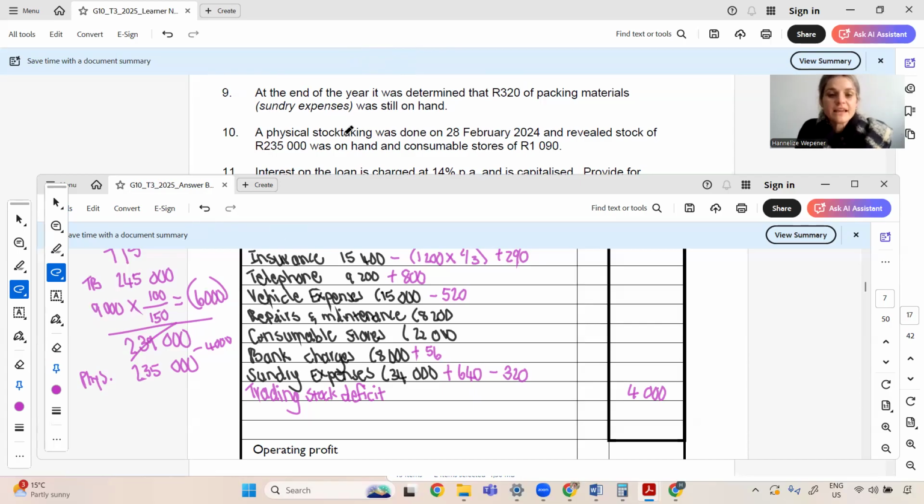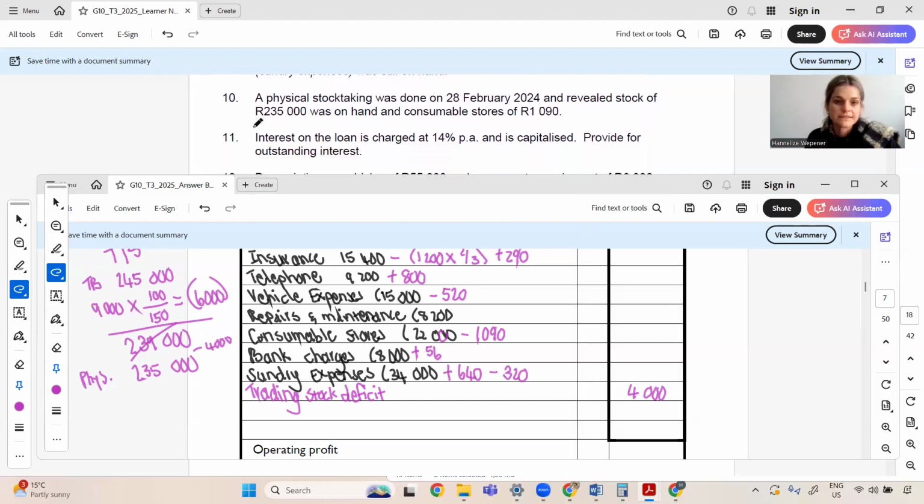Okay. And then you didn't only have that, you also had some consumable stores. So you spent 22,000 Rand on consumable stores during the current financial year, but of that 22,000 Rand, you haven't yet used 1,090 Rand. So you need to remove it from your expense and include it under your inventories consumable stores on hand in your SFP.